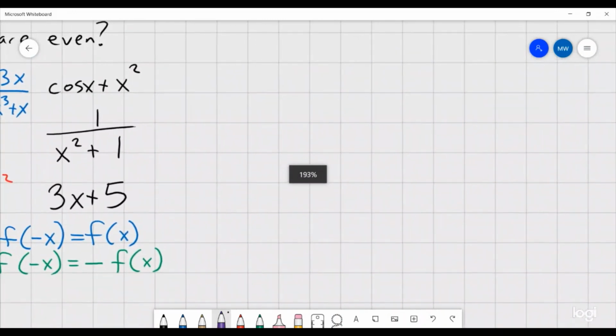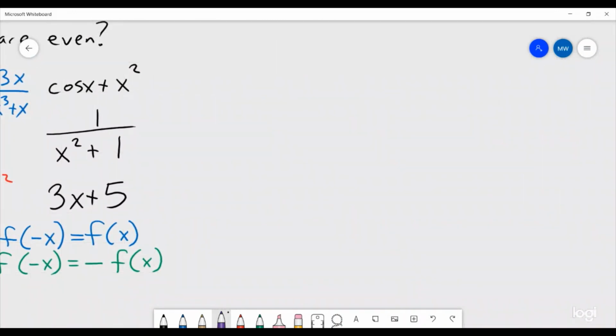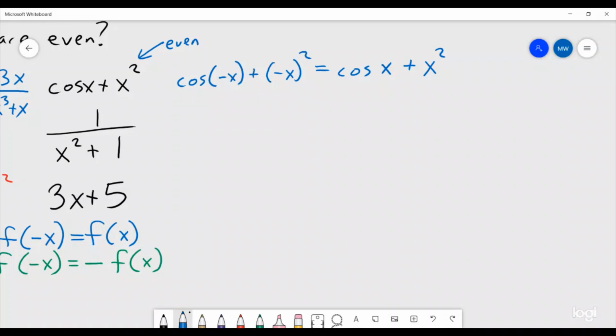So let's look at cosine of x plus x squared. If we replace all of the x's with negative x, we get cosine of negative x plus negative x squared, which is one of the properties of cosine is that cosine of negative x is equal to cosine of x, so that we get cosine of x plus x squared. So that means that this one is even. It's the same whether we put in a positive or a negative x.